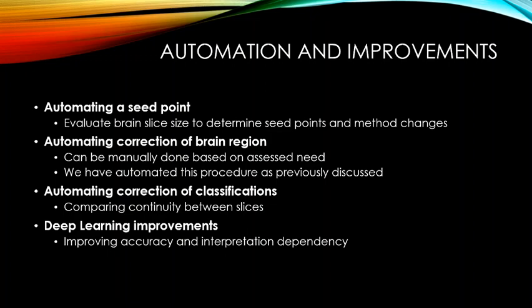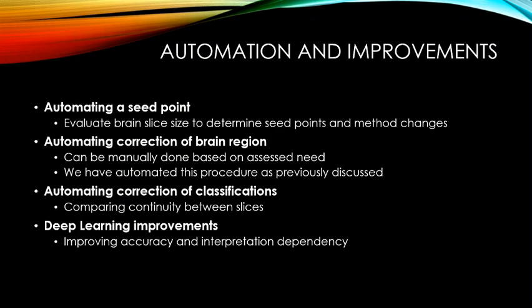Okay, so these are some things we looked at as improvements on a basic model. One of the first things we looked at was automating a seed point for region growing or for blob labeling. We didn't end up using region growing as heavily as we thought we would, so this became a little less important, but it was something we've still looked at quite a lot.